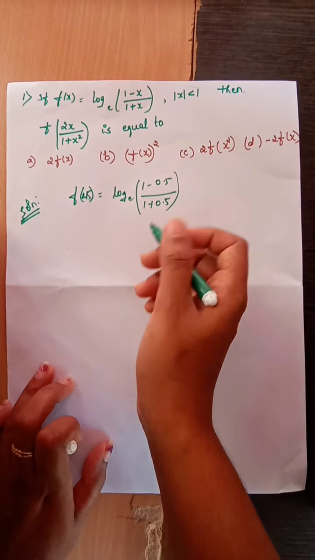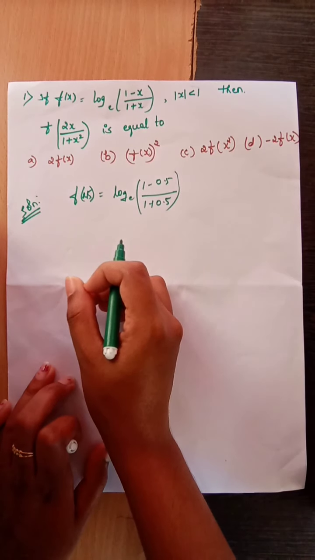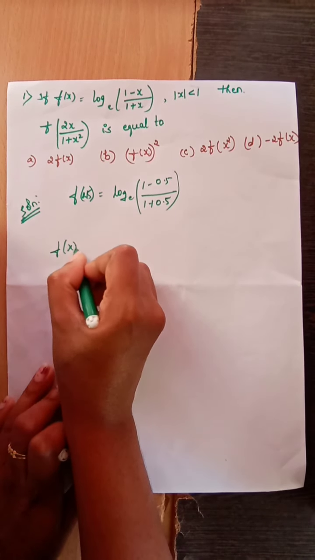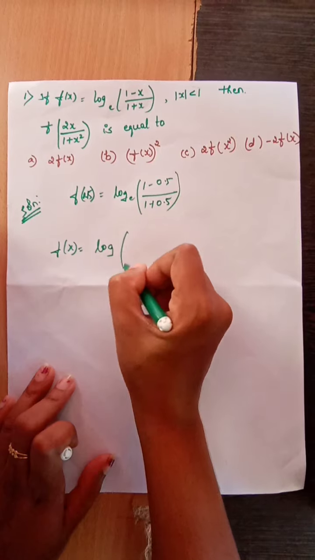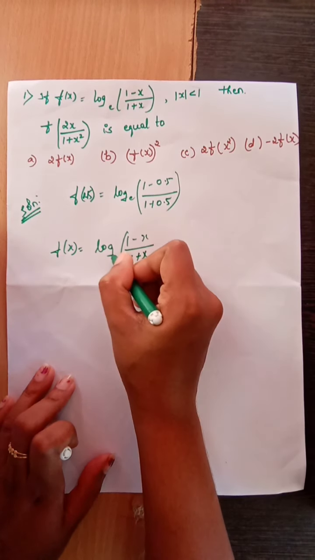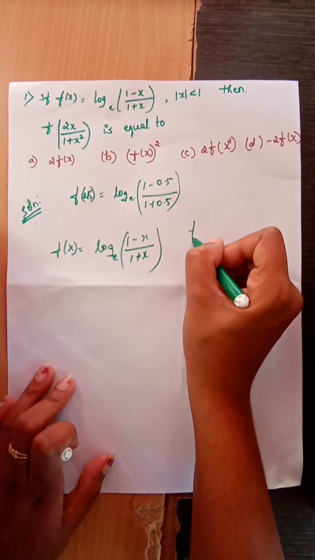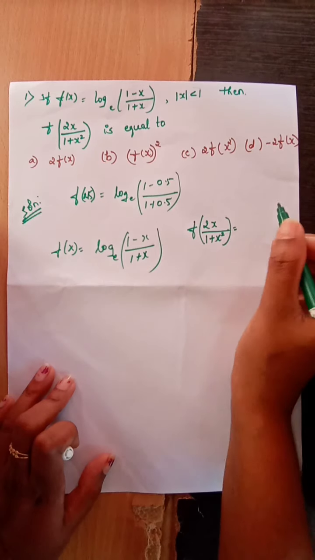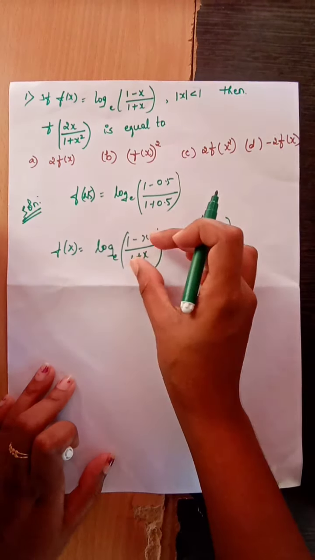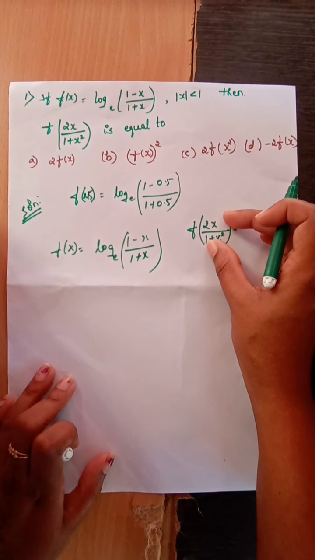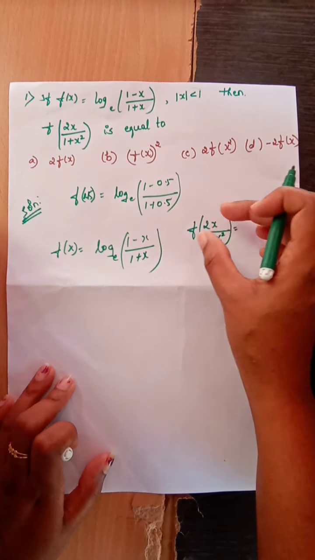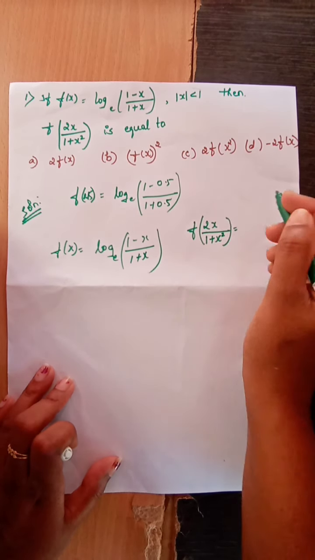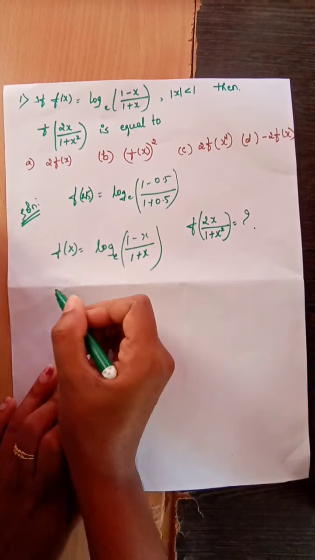Now, instead of x, we have to substitute 2x divided by 1 plus x square. We have f of x is equal to log of (1 minus x) by (1 plus x) to the base e. So we need to find f of 2x divided by 1 plus x square. Wherever I have x in this term, I have to replace it by this particular term, that is 2x divided by 1 plus x square. So what will I get? This is what we have to find.